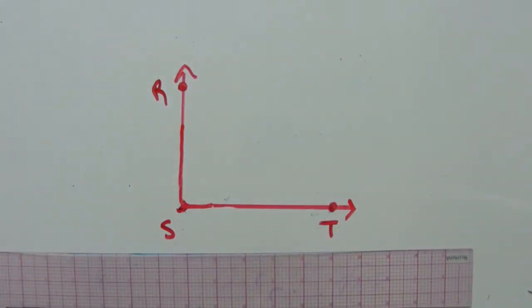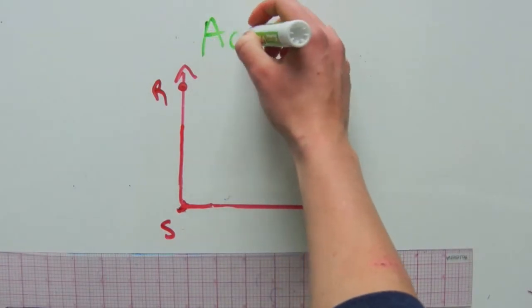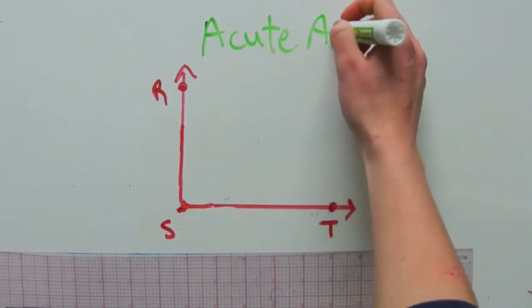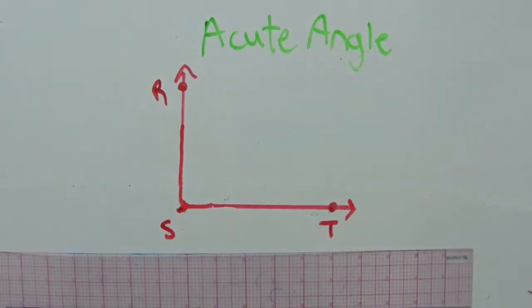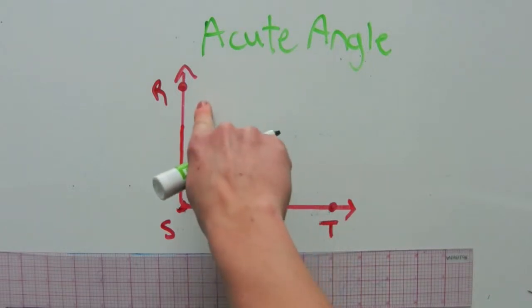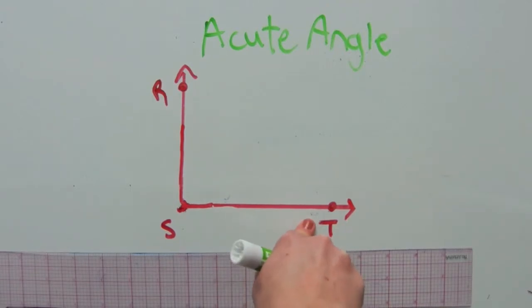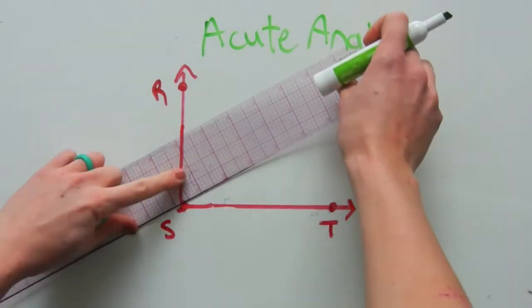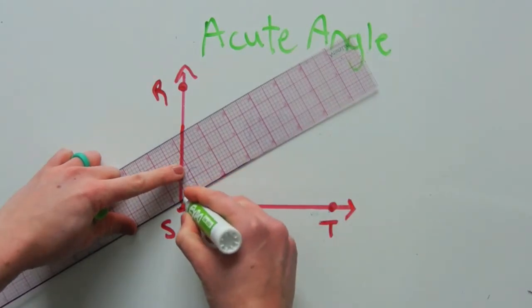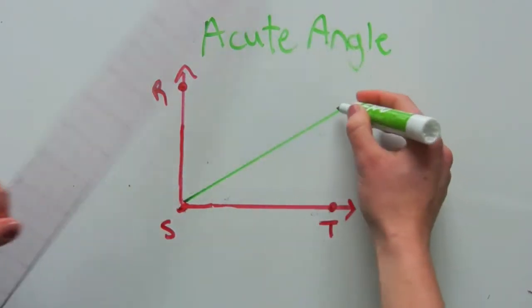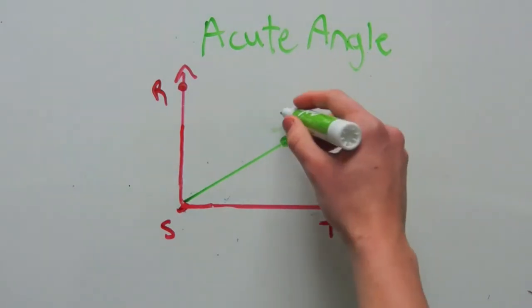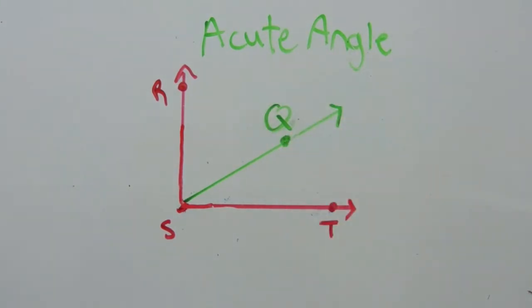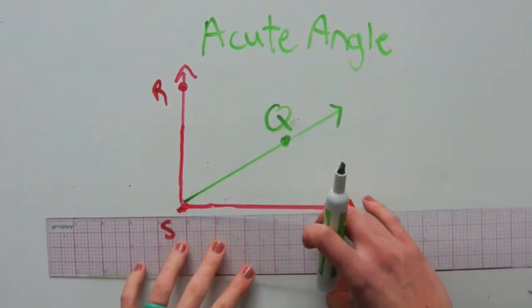The last angle we're going to look at is called an acute angle. Now an acute angle is just an angle whose measurement is less than 90 degrees. So if RST, that angle is 90 degrees, an acute angle would be something like this. A ray coming from the point S to some point Q. And again, we're still going to use ST as our other ray.